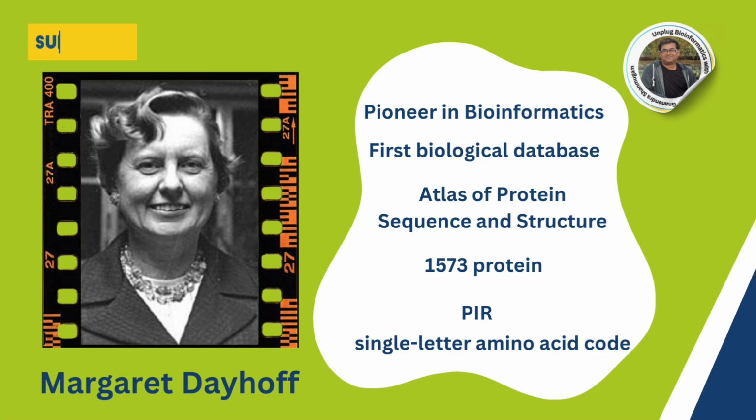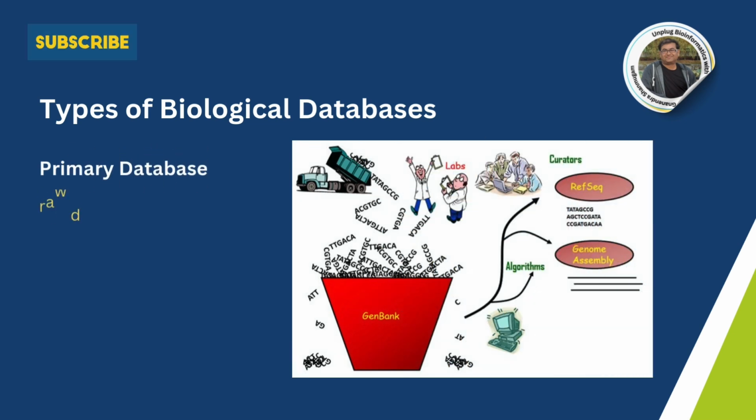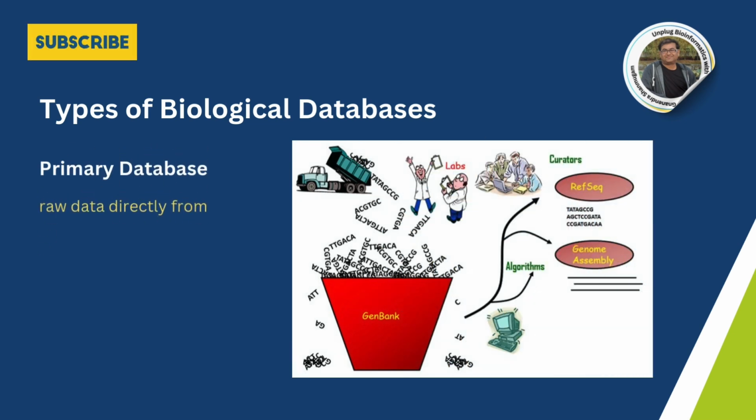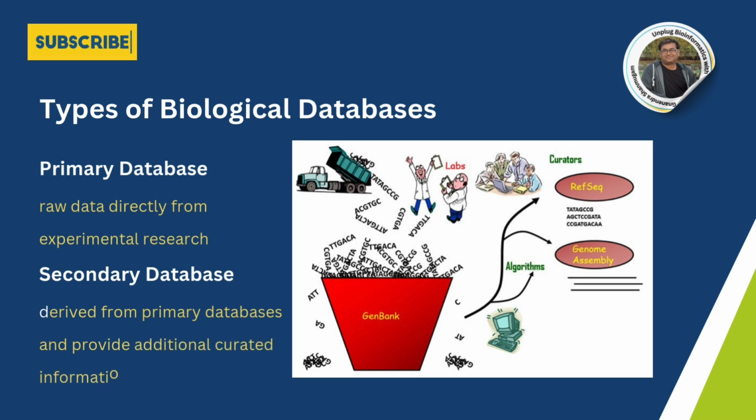Databases allow us to store, retrieve, and analyze the ever-growing flood of biological data. And now coming to the types of databases, based on the source of information, they are broadly classified as primary and secondary databases. Primary databases are the ones which consist of raw unprocessed data submitted by researchers. Think of a primary database as the first stop for biological data. Secondary databases are derived from primary databases with added interpretation and annotations. These databases are like value-added services helping us make sense of raw data.